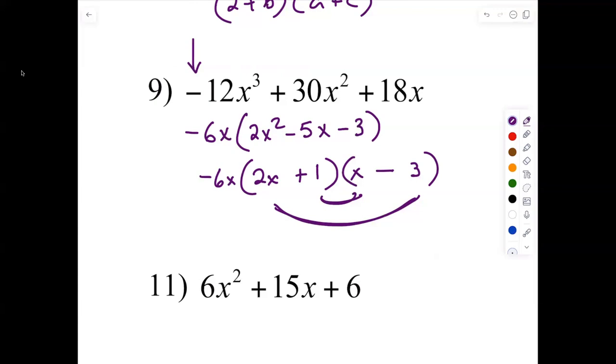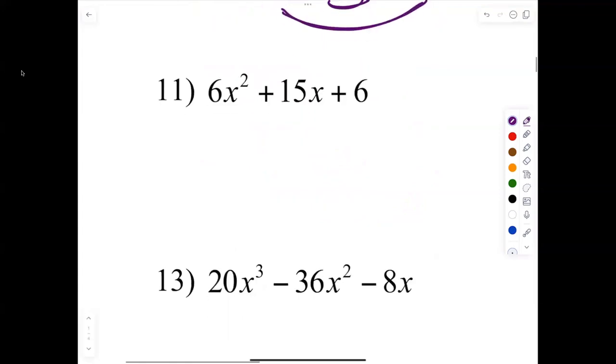All right, number 11, what's common? 3. So we're gonna put 3 in parentheses. What's left behind? 2x squared plus what? 5x plus 2. Is everybody with me on that?